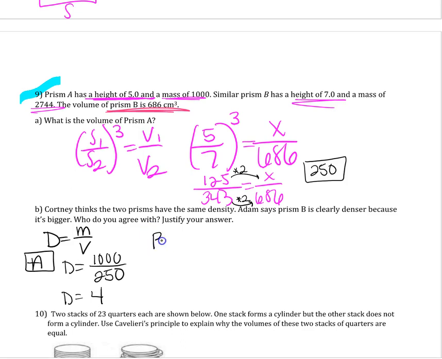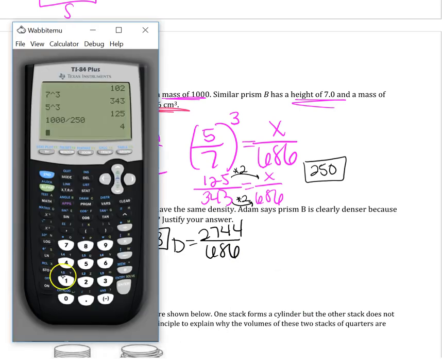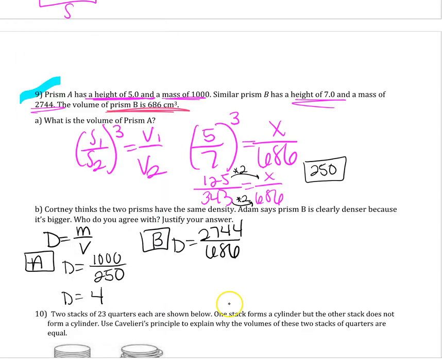For prism B, it has a mass of 2,744 and a volume of 686. Oopsies. Oh my goodness, why do I keep typing this wrong? 2,744 divided by 686. 4. There we go.